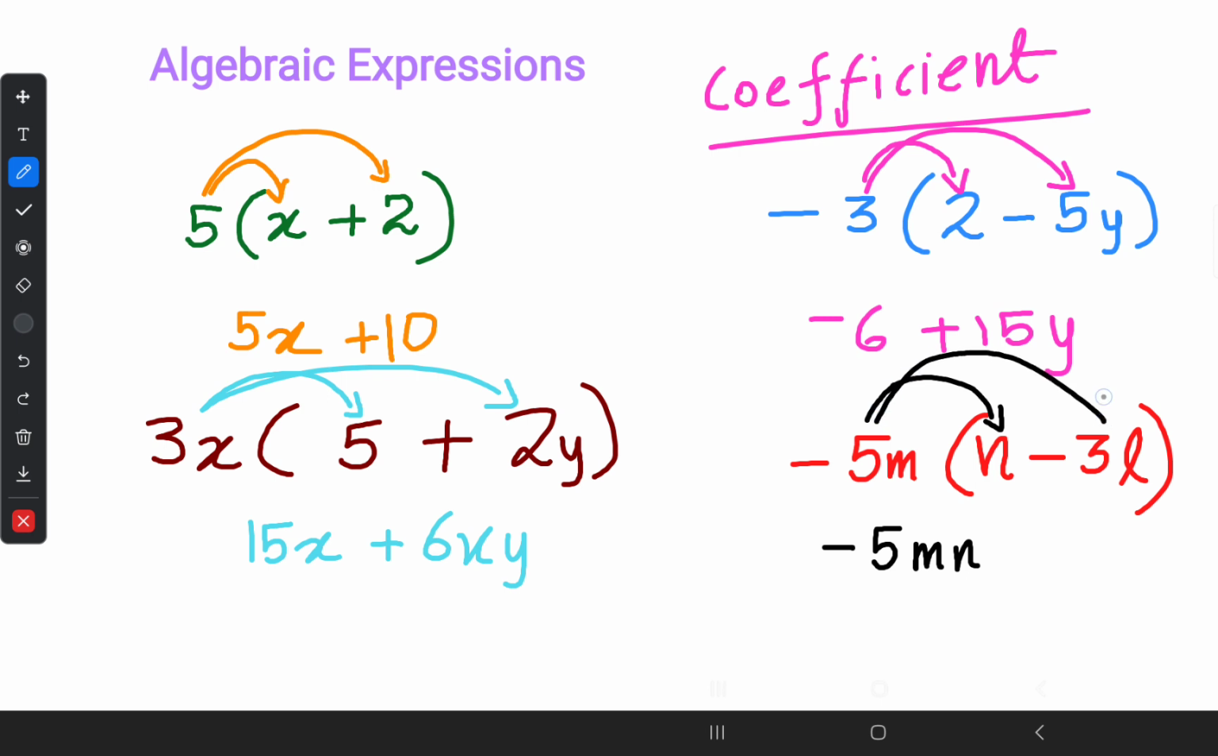Same thing for the next one as well. Here there are two numbers. Negative 5 multiplied with negative 3. Negative into negative is positive. 5 times 3 is 15. m times l would be ml. This is the basic expansion you should recall from your previous grades.